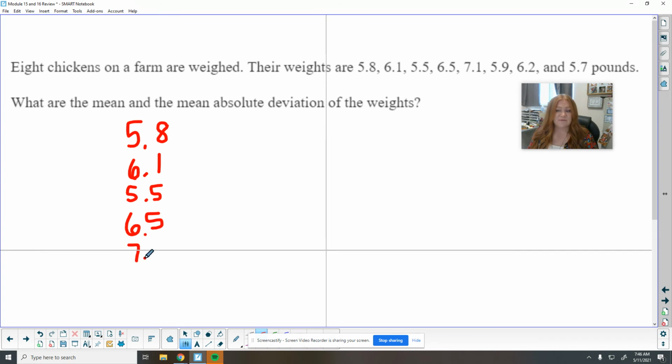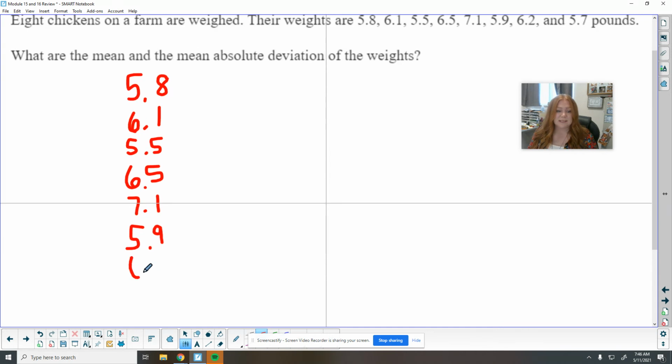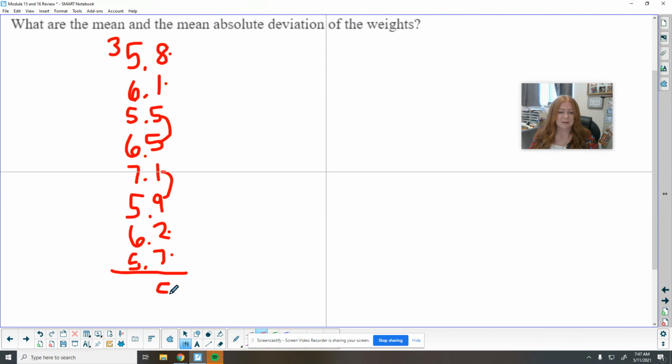So I'm just finishing listing these here, 5.9, 6.2, and 5.7. All right. Okay, I can see 10 here, and 10 here is 20. 8 and 2 makes 30, 37, 38. So I always like to look for those compatible numbers, just kind of mark off that I actually use them to make sure I have everything.